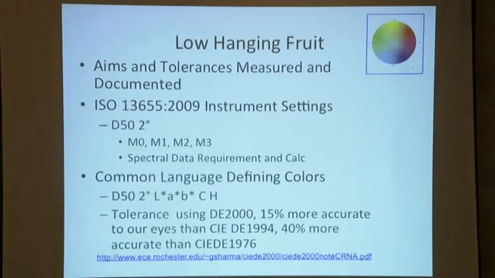Low-hanging fruit. ISO 13655 defines instrument settings. The standard is D50 for printing. Hershey wants D65/10. And it's like, why are you doing this to the printers? You're making it hard, and they're confusing us. My friends at X-Rite were primarily in the business for paints and the textile industry. It's D65/10 in that industry. It's D50 in the printing.